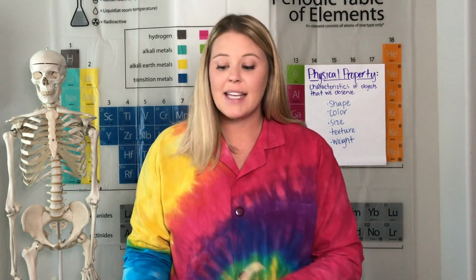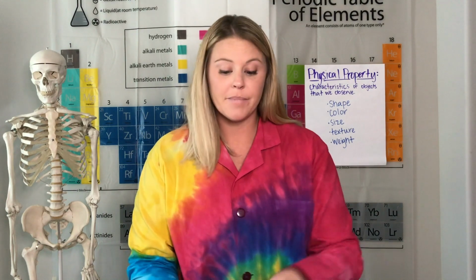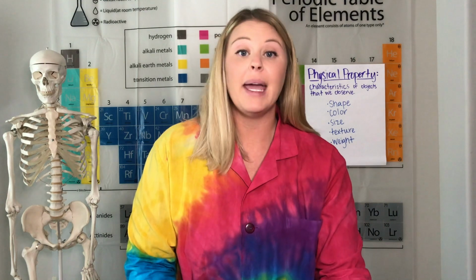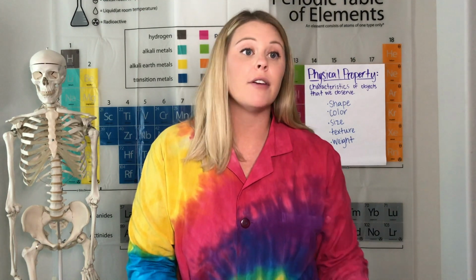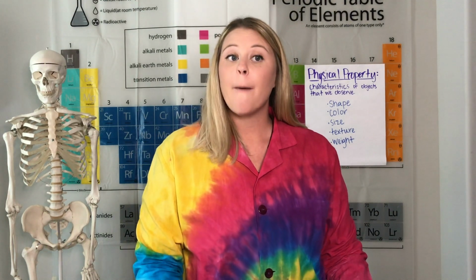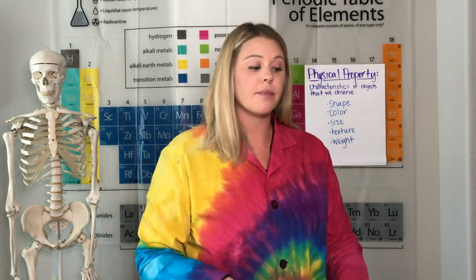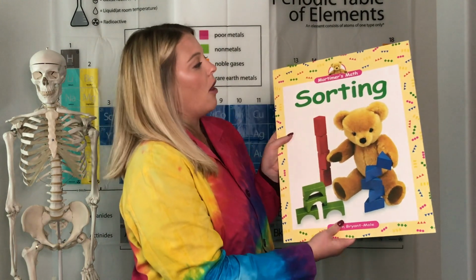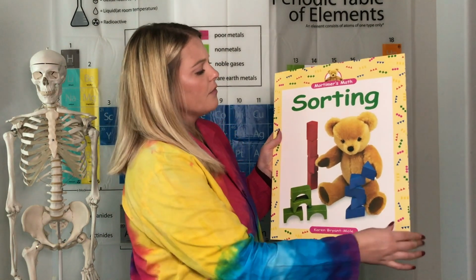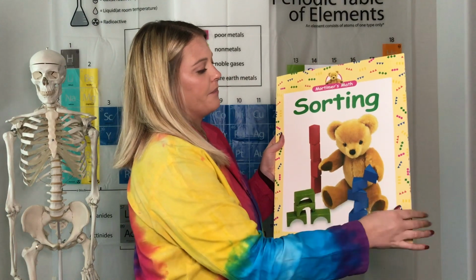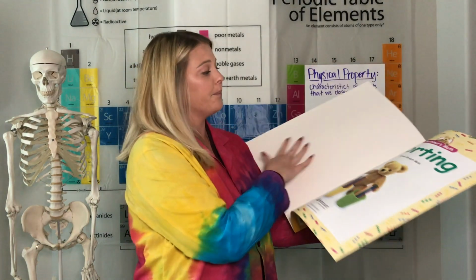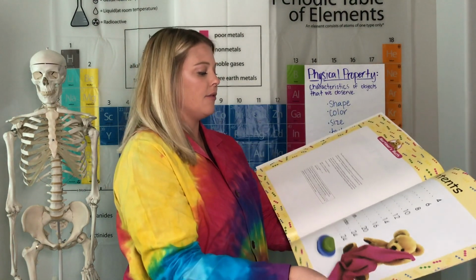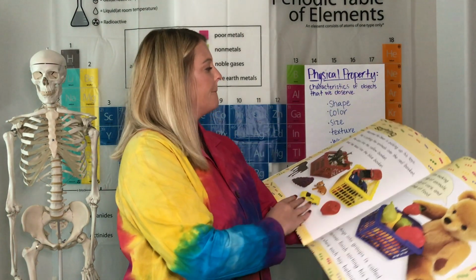Well, scientists, today I'm going to read you a story about sorting. It's going to be about this bear who sorts different objects into groups based on their similar physical properties. So I have a big book today. This big book is called Sorting. And we're going to meet this bear. This bear's name is Mortimer, and Mortimer is going to be sorting different objects.